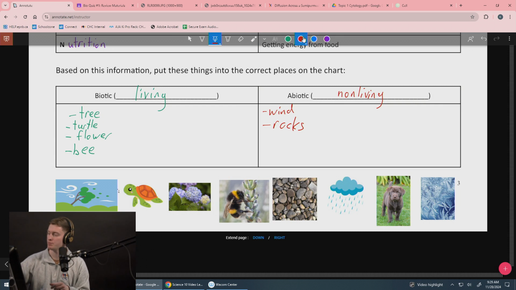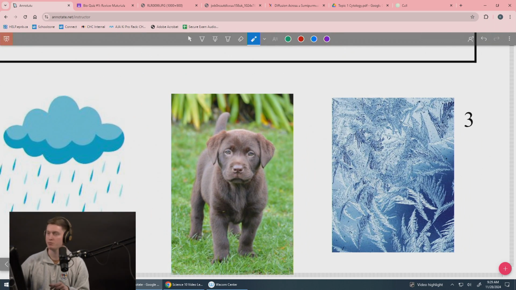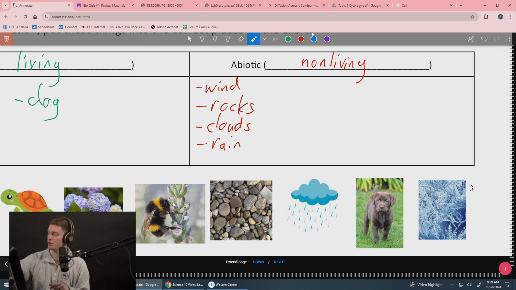Water is another example here, or clouds, of a non-living thing. Clouds or rain, water, non-living thing. A dog is a living thing. And this last picture here is a picture of frost forming, probably on glass. So this is ice. That's a non-living thing as well. So I'm going to just put frost or ice here.